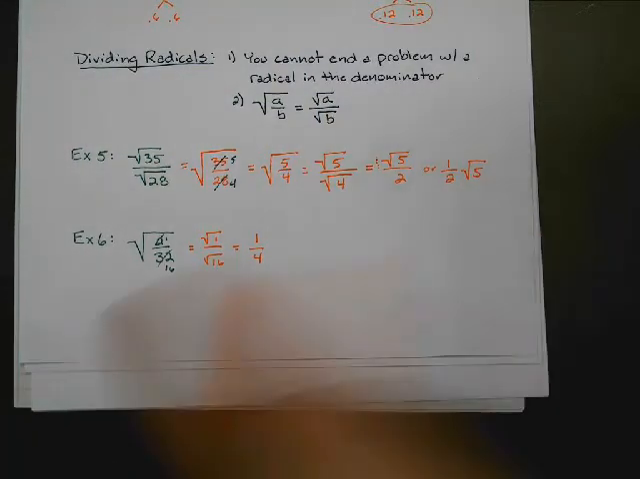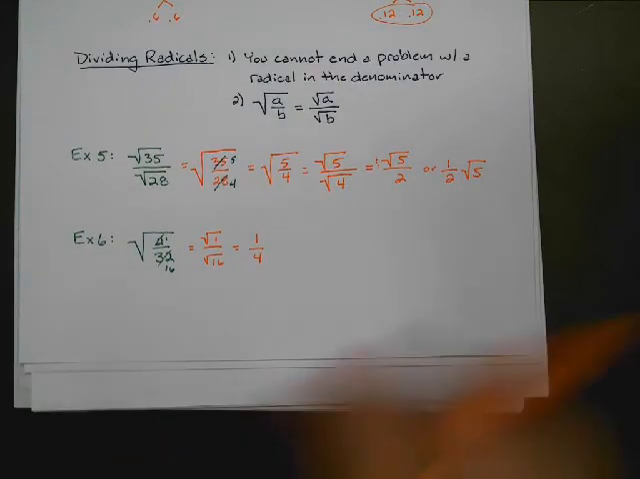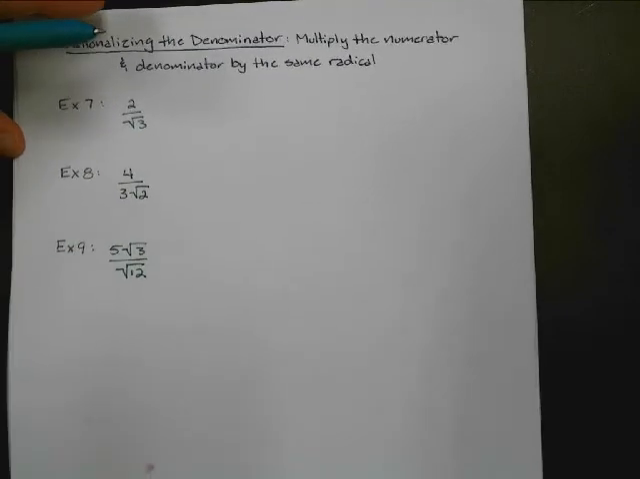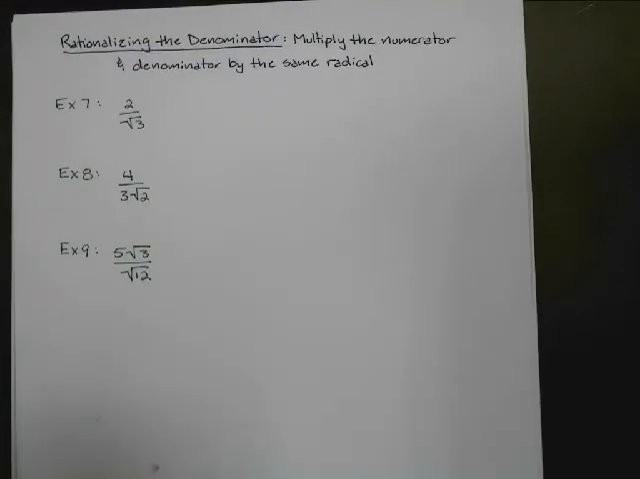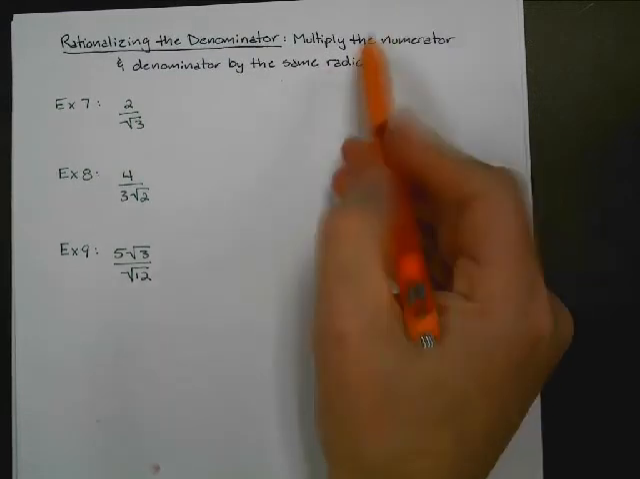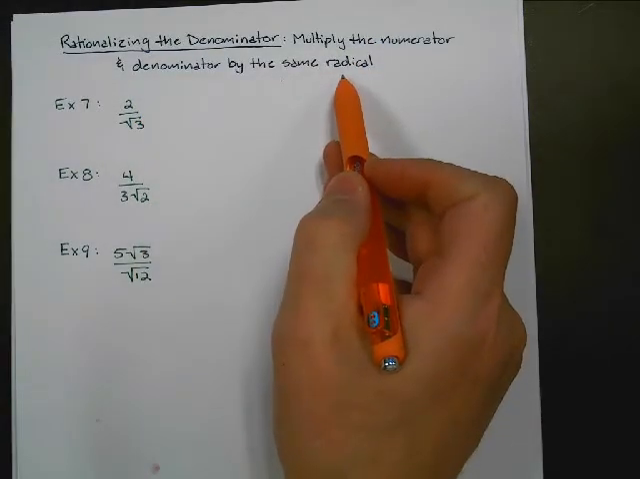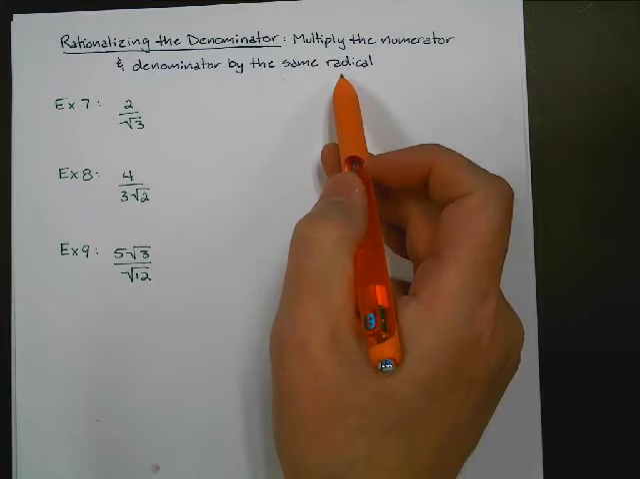All right, they don't always nicely get out of the denominator like these two problems have. Sometimes we have to do a little bit of work to get our radicals out of the denominator. So when we have to do that, we call it rationalizing the denominator. And here's what we're going to do. We're going to multiply the numerator and the denominator by the same radical. And that's how we're going to get rid of the radical in the denominator.